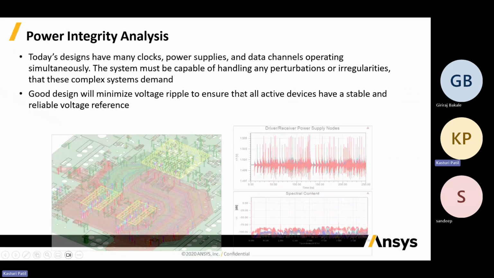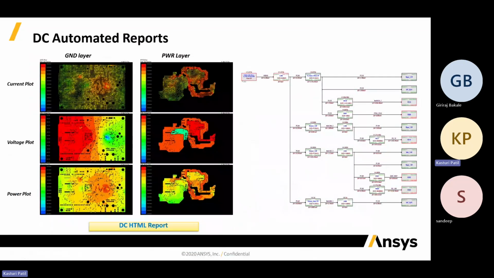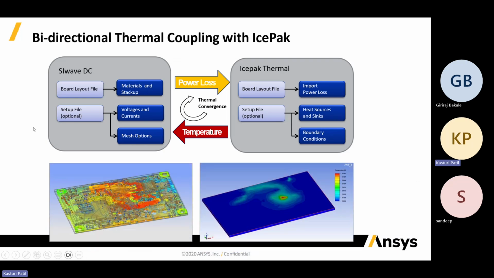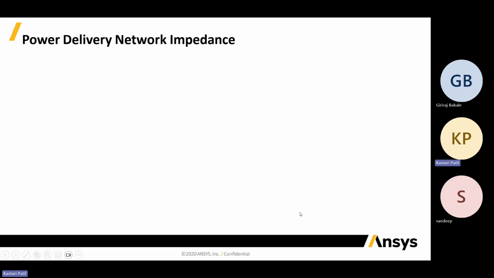In case of power integrity, we can find out how much current there is at one particular point of the PCB, how much voltage, where there is excessive voltage, where is the minimum voltage, where is the maximum power, where is the minimum power, everything in detail. We can couple IcePak and SI wave for the thermal management part. With the same PCB, we can see signal integrity, power integrity, and further do thermal management after coupling with IcePak.